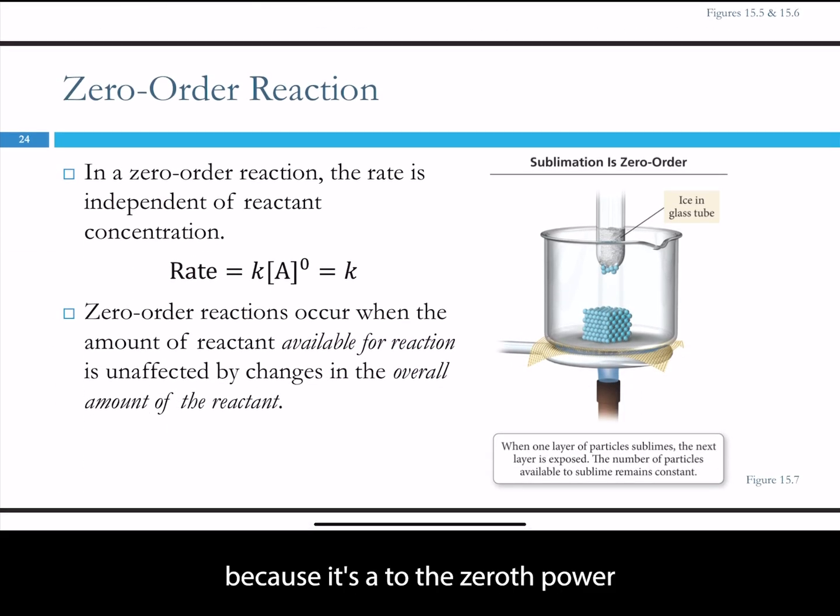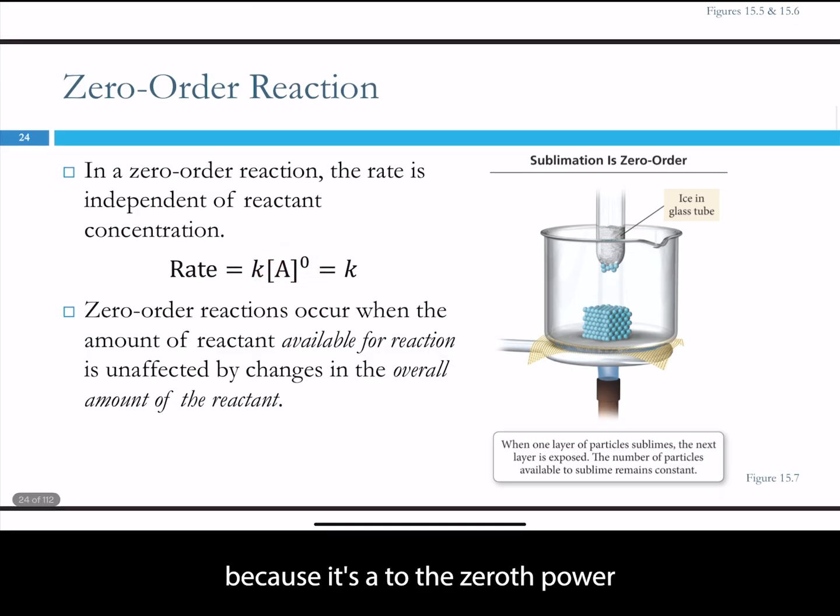So zero order again, because it's A to the 0th power, that becomes 1, so the rate is equal to k. In a zero order reaction, k is the rate. Whatever that constant is, that's the rate of the reaction. Like I said, radioactive decay is zero order, but also something like sublimation is zero order. The concentration doesn't matter. It's just how long it takes for the outer layer to leave, then the next layer can leave. I guess it would be dependent on surface area, though.